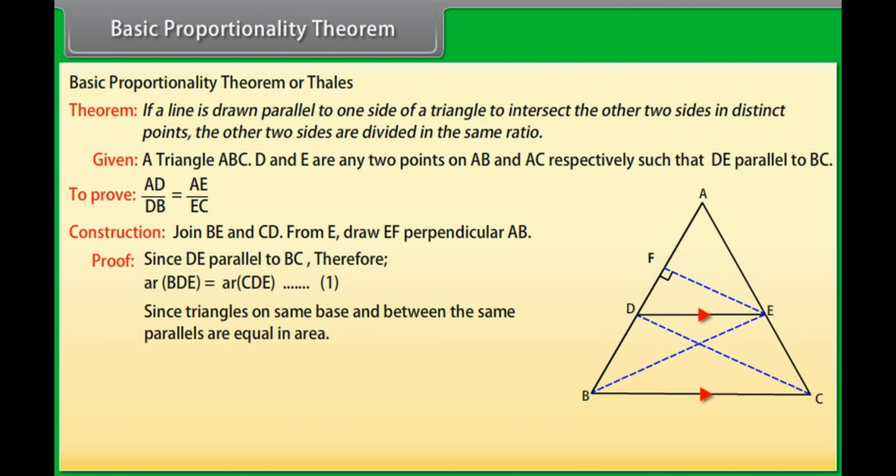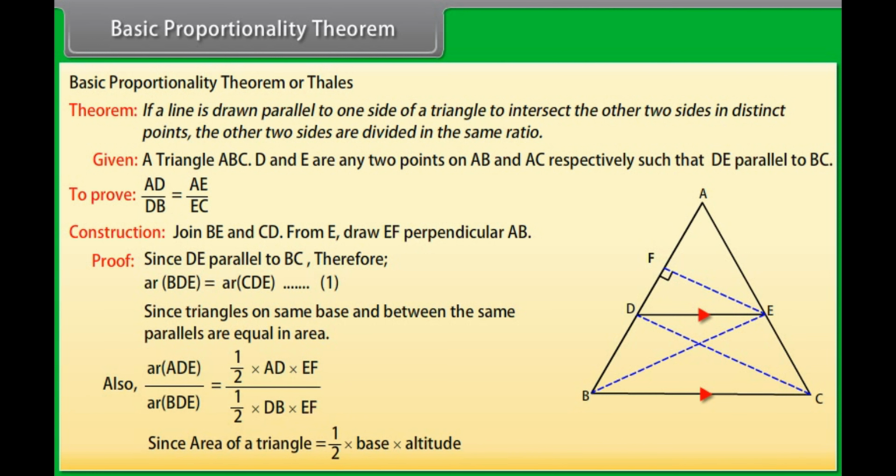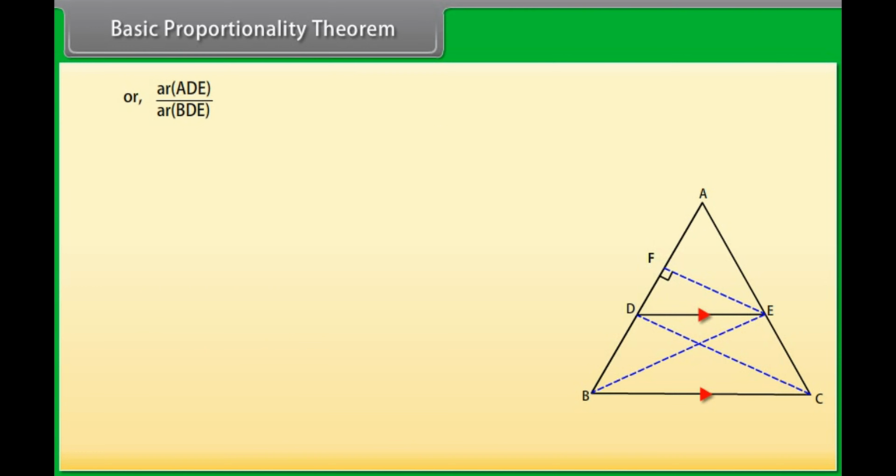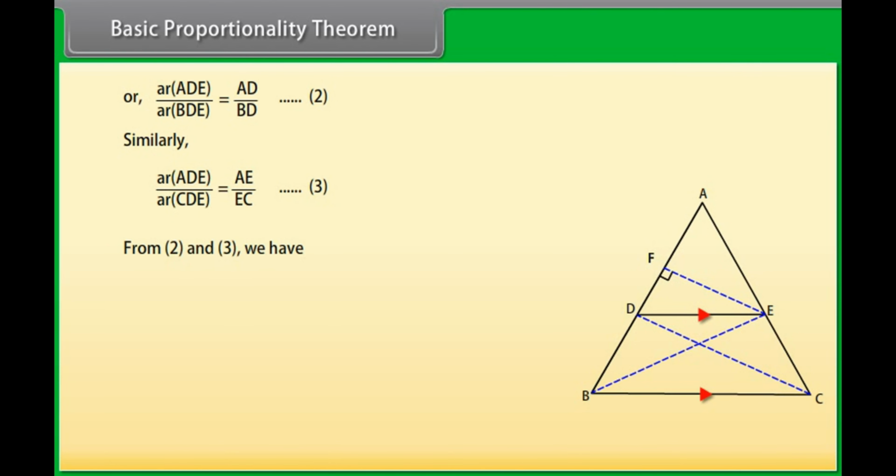Since triangles on the same base and between the same parallels are equal in area, and since area of a triangle is equal to 1 by 2 into base into altitude, area of triangle ADE upon area of triangle BDE is equal to AD upon BD. Mark it as 2. Similarly, area of triangle ADE upon area of triangle CDE is equal to AE upon EC. Mark it as 3. From 2 and 3 we have AD upon DB equals AE upon EC, hence proved.